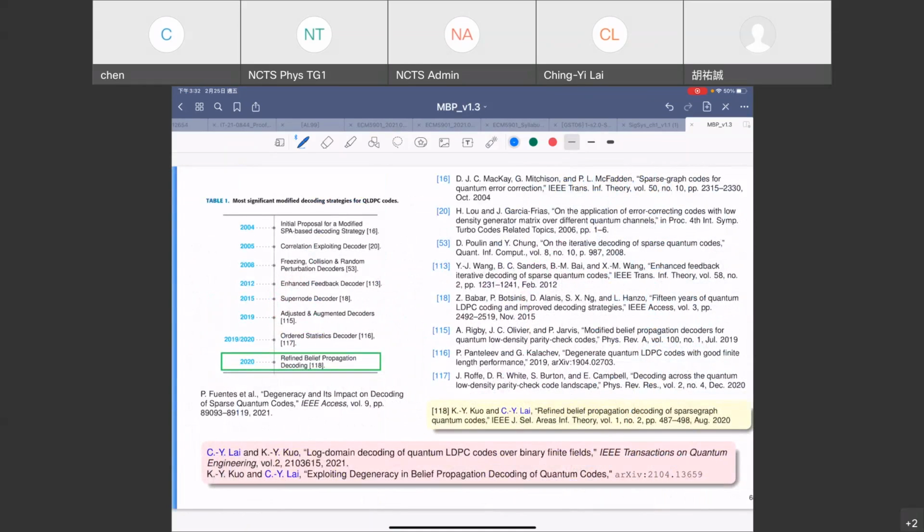This is a review article in 2021. They summarize the progress of belief propagation algorithms. Here in 2020 is our paper, this one. And after that, we have two improvements. The first one is called log domain decoding, and the second one is exploiting degeneracy. So the main result I mentioned is in this paper.